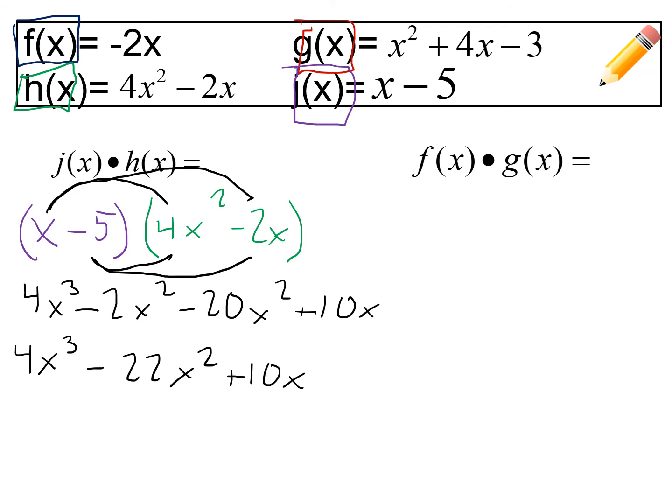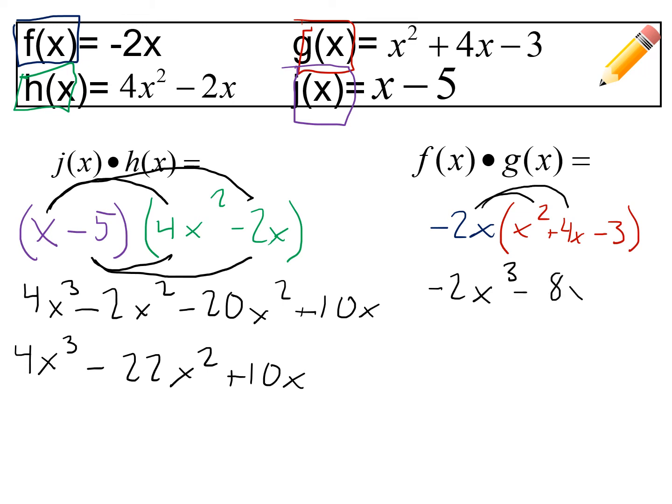Next one here, f of x is negative 2x, and I'm multiplying that times g of x, x squared plus 4x minus 3. So when I multiply into parentheses, I distribute, so I've got negative 2x cubed now minus 8x squared plus 6x. So there's my new function.